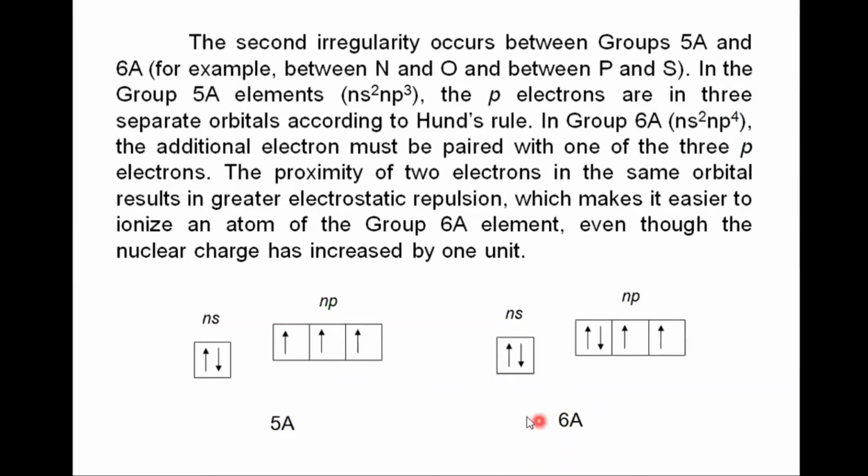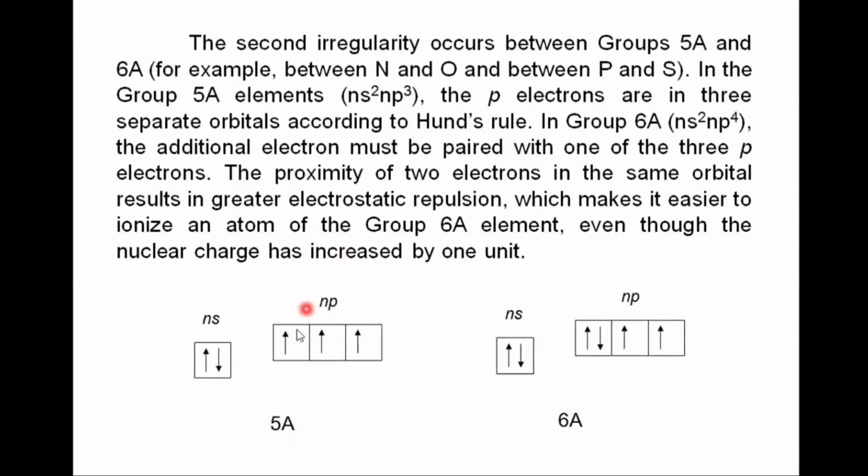So 6A elements have low values of ionization energy as compared to 5A. 5A have large values because they are stable and it is difficult to remove an electron from a stable configuration.